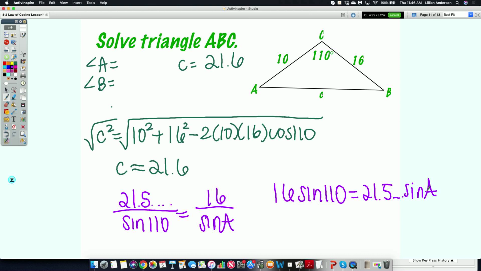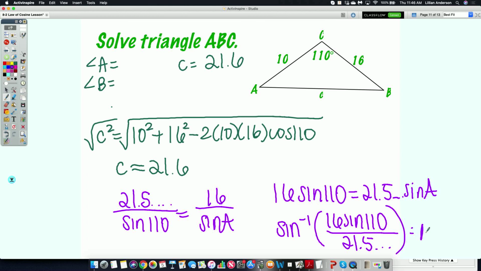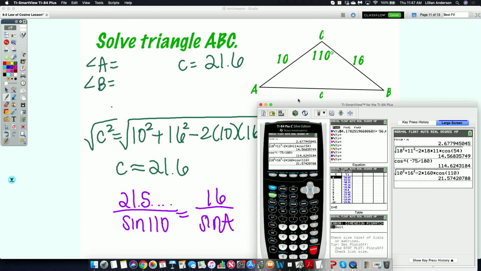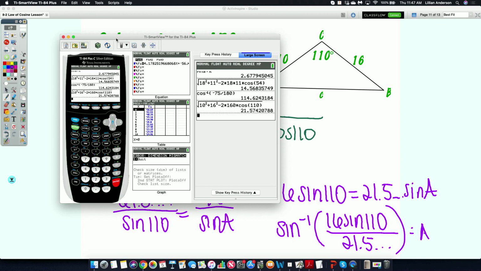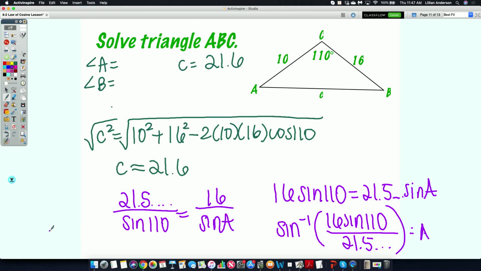Then I'll have to what? Divide and then do the inverse of that answer. So I'm going to divide the 16 sine 110 by the non-rounded 21 answer and then do the inverse to find A. So I have that stored in my calculator. Let's double check to make sure you guys did your math right. Sine inverse 16 sine 110 divided by that long answer. Should be 44.2. So angle A is 44.2 degrees.